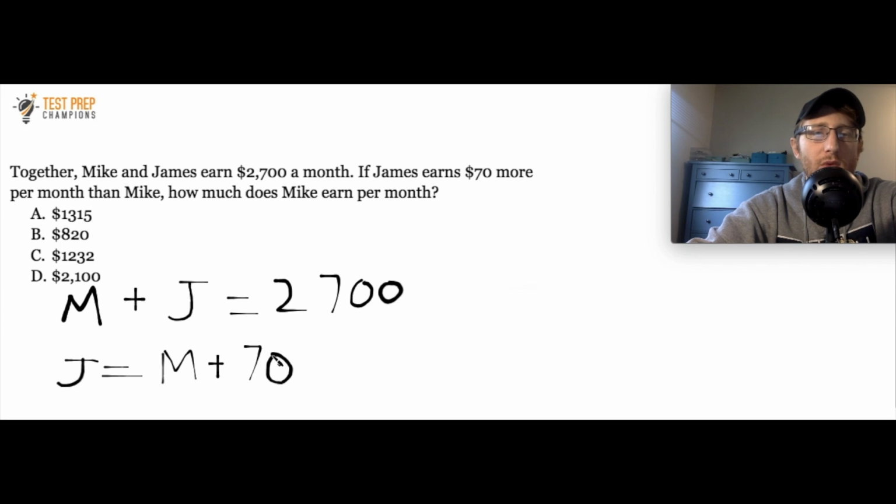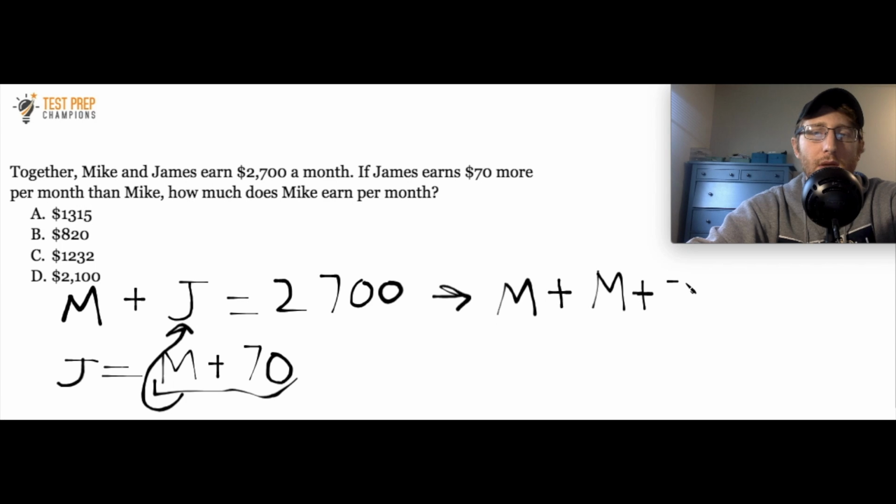Okay, so now what we can do is we can come up here to our first equation, and since we know that J equals M plus 70, I can come up to the J in my first equation and replace it with M plus 70. So let me show you what I mean. I'm going to rewrite this first equation here, but I'm going to replace J with M plus 70. So I'm going to write M plus 70. And this still all equals 2,700.